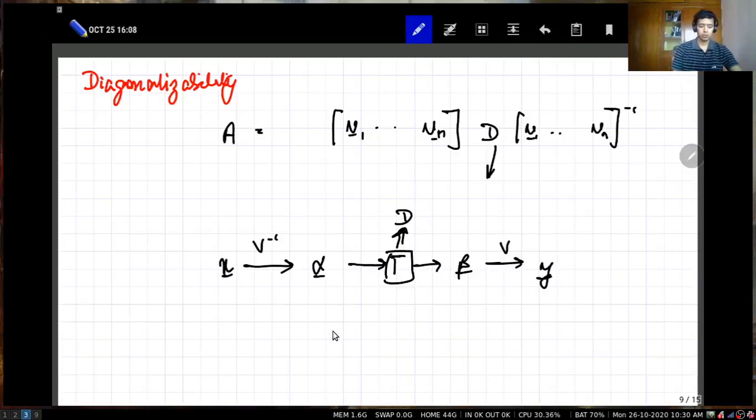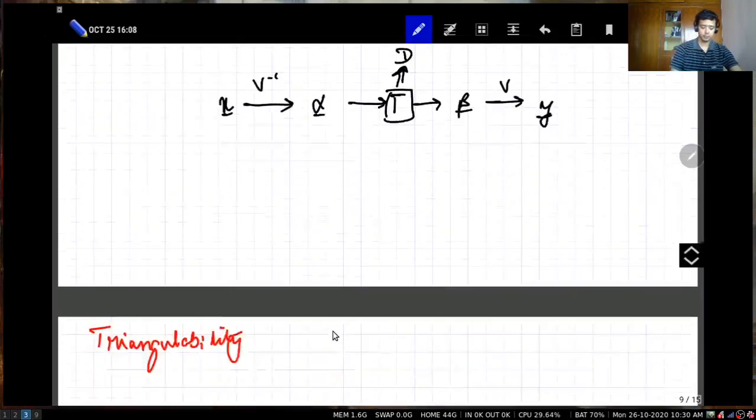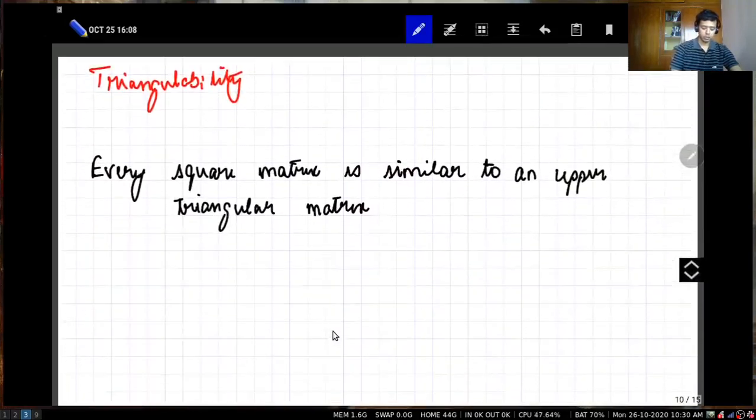But we've seen that not every matrix is diagonalizable. Given a square matrix A, it is diagonalizable if and only if we can find an entire basis of eigenvectors for Rn. But as it turns out, every square matrix is triangulable. And what do I mean by that? Every matrix is similar to an upper triangular matrix, right? So even though you may not be able to diagonalize a particular matrix, we can always represent a matrix in terms of a triangular matrix.